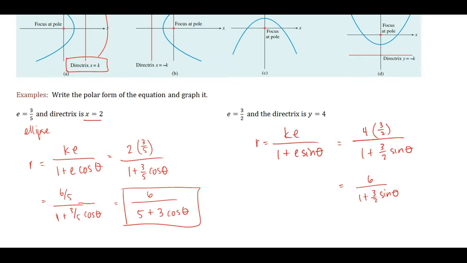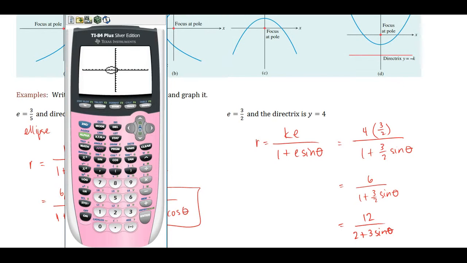I don't like that denominator to be sitting there with 2 in it. So I'm going to go ahead and multiply everybody by 2. 12 over 2 plus 3 sine theta. And now I can graph this hyperbola in my calculator. Now this one I haven't typed in yet. So y equals, clear this guy out. I go alpha 1 to get the fraction button. 12 over 2 plus 3 sine of theta.